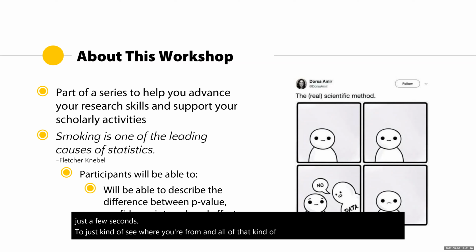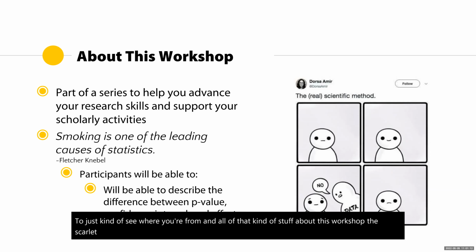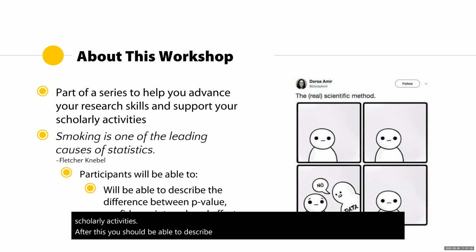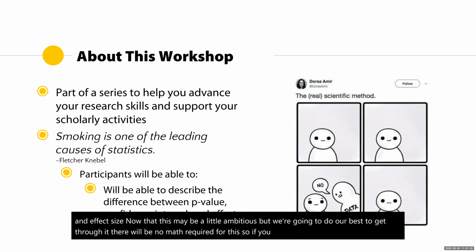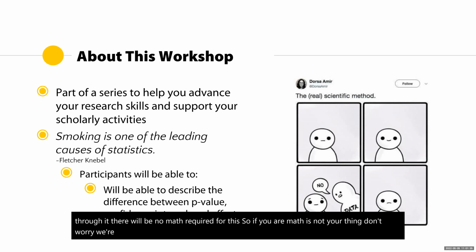About this workshop, the scholarly snippets are a series to help you advance your research skills and support your scholarly activities. After this, you should be able to describe the difference between p-value, confidence intervals, and effect size. Now, this may be a little ambitious, but we're going to do our best to get through it. There will be no math required for this, so if math is not your thing, don't worry, we're not going to make you do any actual math. I was told there would be no math, so there we go.